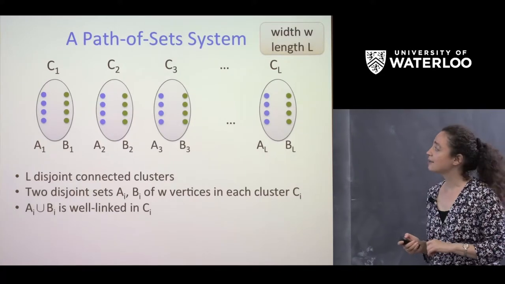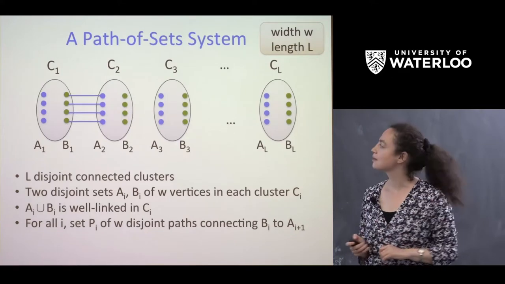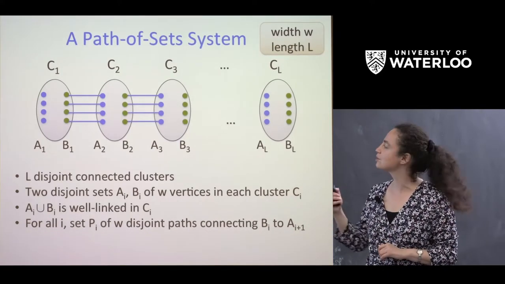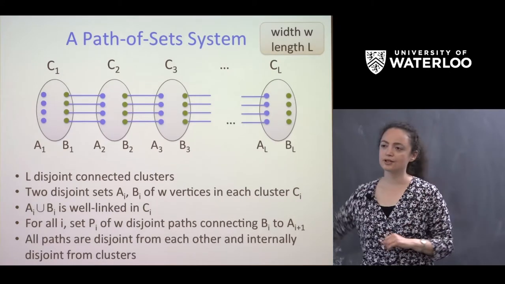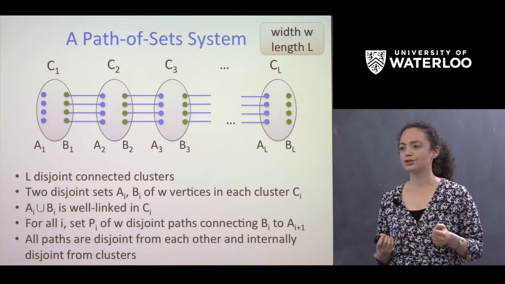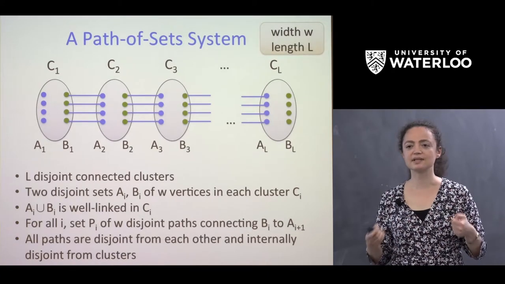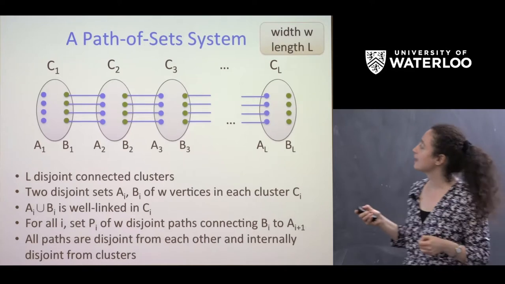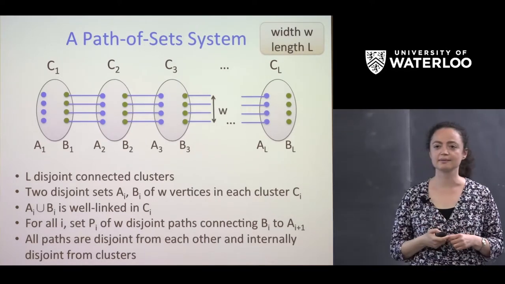And finally, every consecutive pair of these clusters, I'm going to connect them by W paths. So I'll put W paths connecting B_1 to A_2, W paths connecting B_2 to A_3, and so on. These paths have to be disjoint from each other completely, and internally disjoint from the clusters. So every path starts in a cluster, ends in a cluster, and does not visit any cluster along the way. So L, the length, is the number of clusters, and W, the width, is the number of paths in each one of these sets.